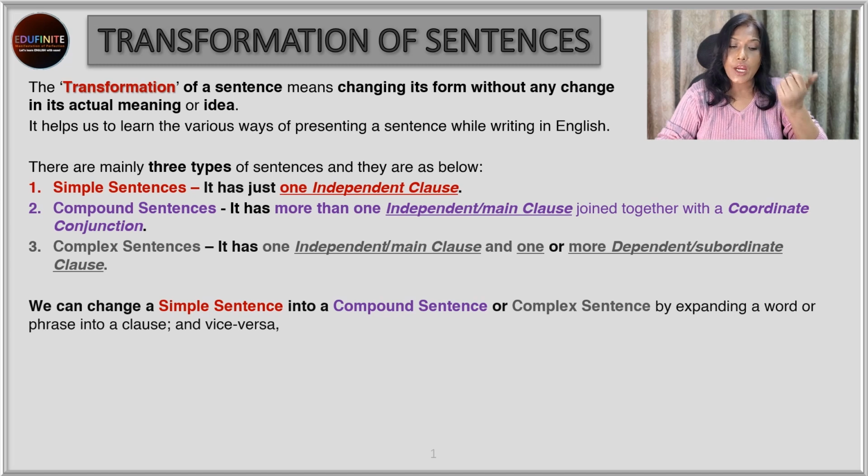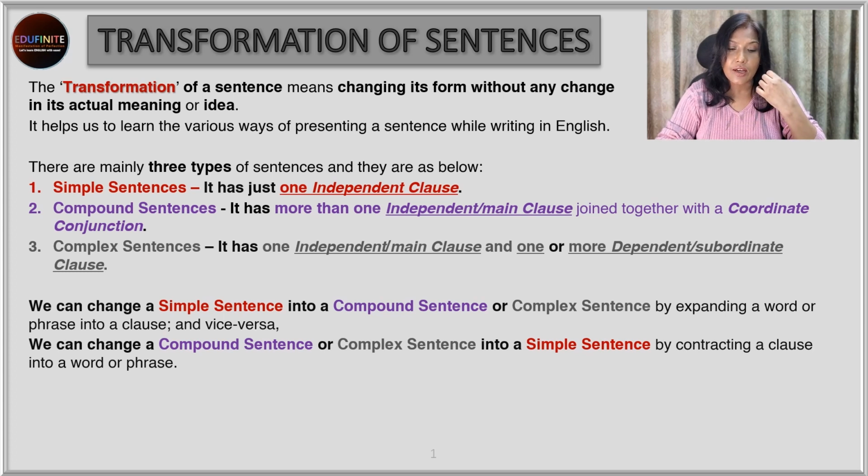Now, we can change a simple sentence into a compound sentence or complex sentence by expanding a word or phrase into a clause and vice versa. That means, in a simple sentence, since there is only one subject and one verb, if it is a long sentence, in that case, we'll have some phrase. And that phrase has to be expanded to become a clause. A clause will have a subject and a verb, and then it will get transformed into a compound or a complex sentence.